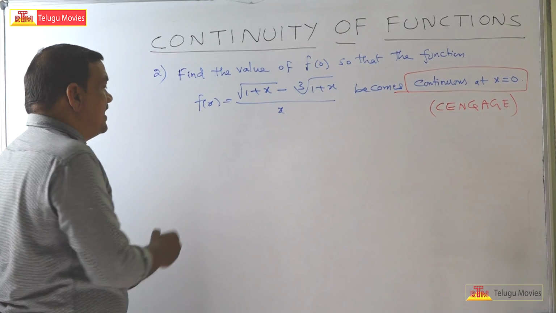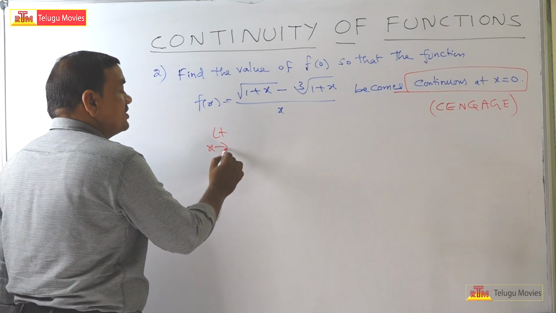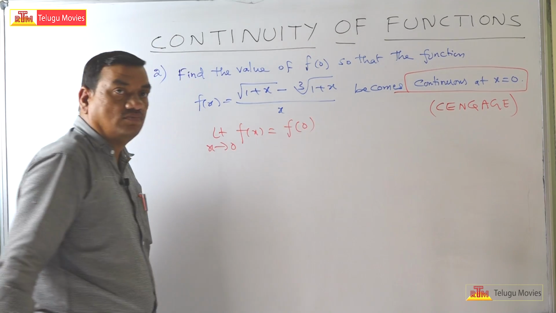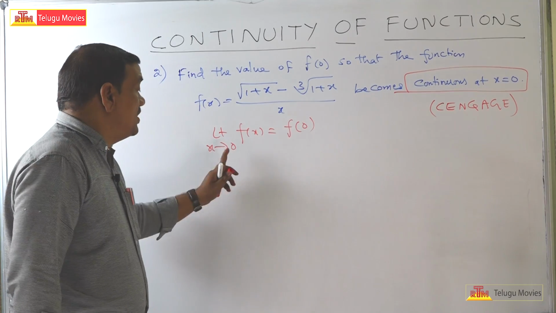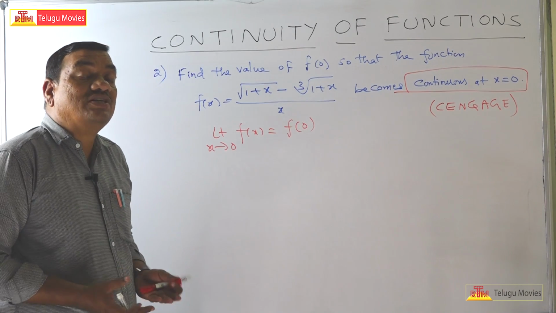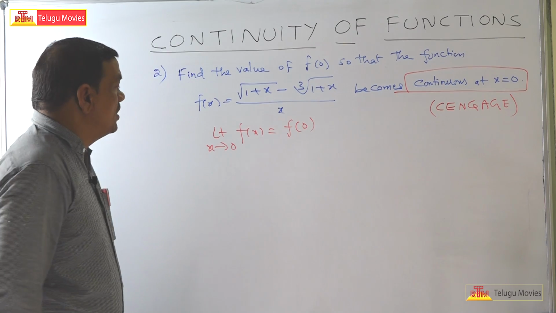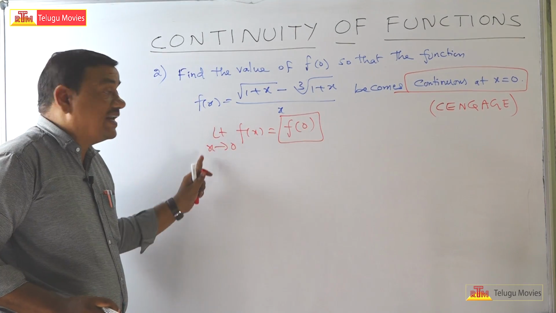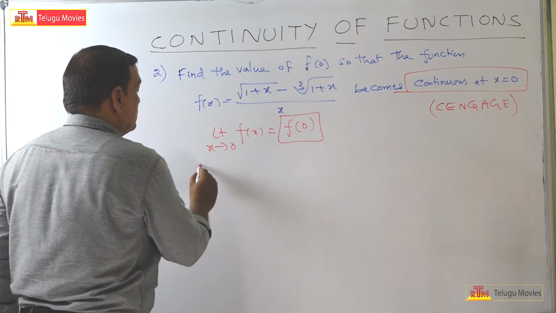Whenever it says continuous at x is equal to 0, we have limit x tends to 0, f of x is equal to f of 0. Then we say the function is continuous, no breaks at x is equal to 0. Understand this? That means to find f of 0, it is enough to find limit x tends to 0, f of x.